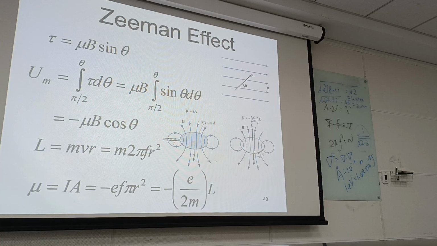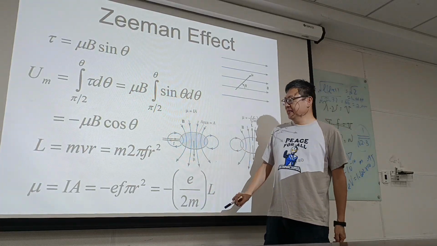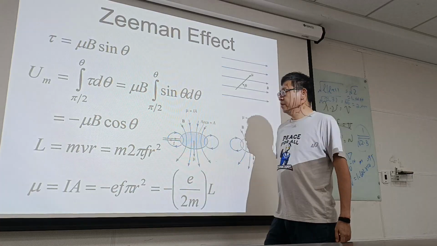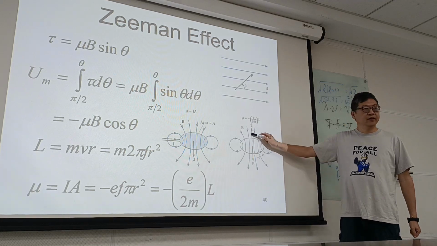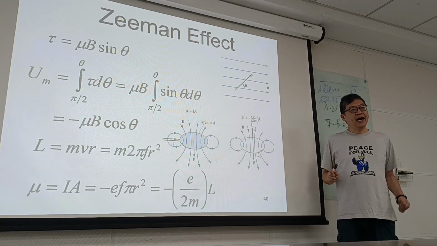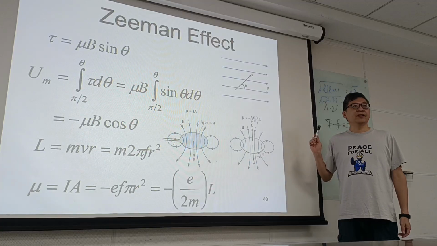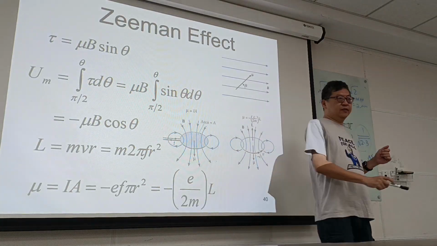Okay, because frequency, omega equal to 2 pi f. Anyway, just assume that v equal to 2 pi f r. Okay? And what is mu? What is magnetic dipole? If I have a circuit, the magnetic dipole equal to IA. I is current, A is the area. And what is A? A is pi r squared.